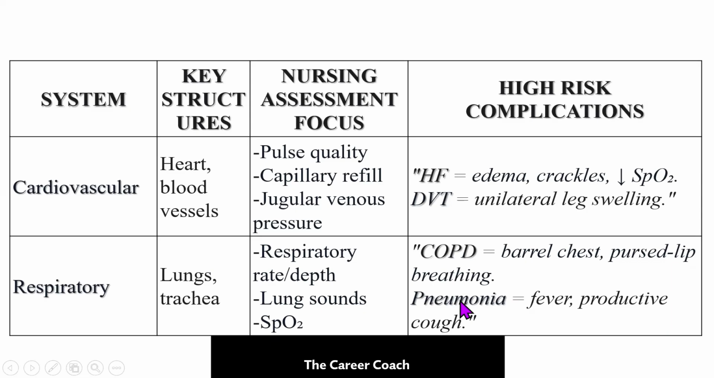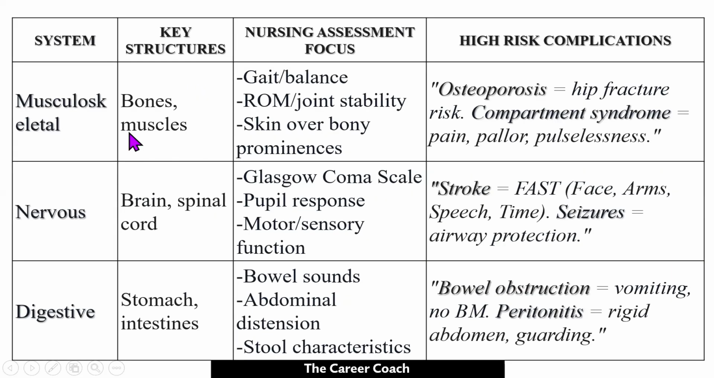There could also be pneumonia with regards to the respiratory system, evidenced by fever and productive cough, which is the formation of mucus as the cough goes on. The next system we'll look at is the musculoskeletal system. The key structures in the musculoskeletal system are the bones and the muscles.